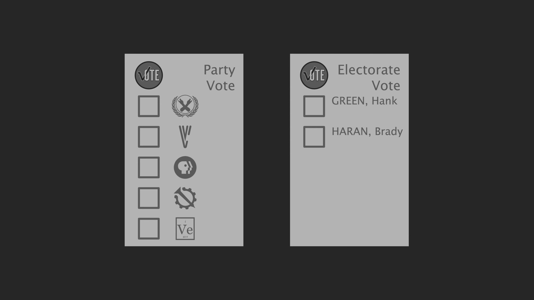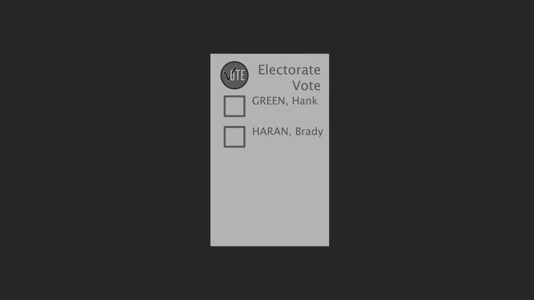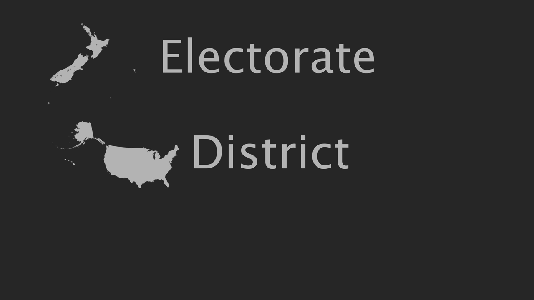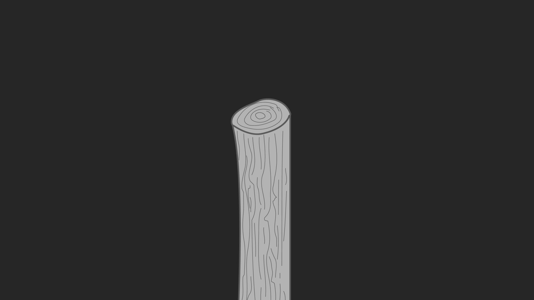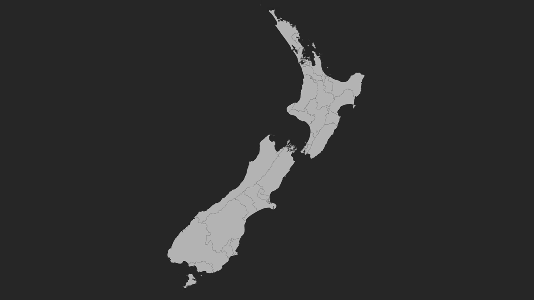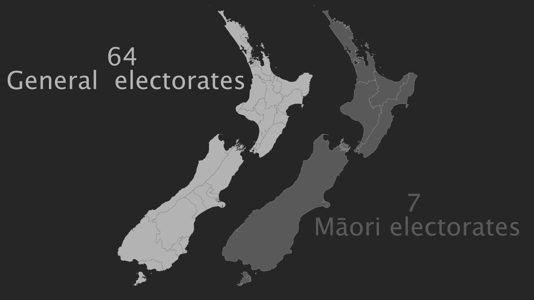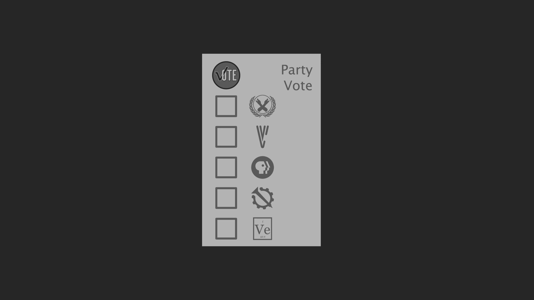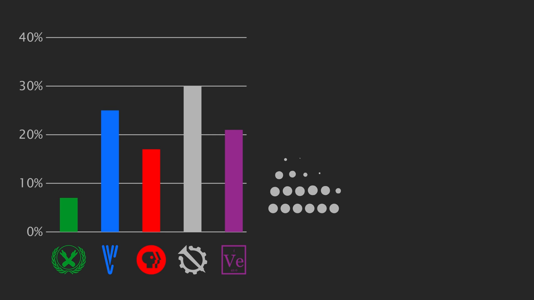Voters cast two votes. With their electorate vote, Kiwis vote for a person, usually a member of a party, to represent their electorate, the New Zealand equivalent of the American district or UK constituency. Under a first-past-the-post voting system, the nation is divided into 71 electorates, and currently 7 of these are special Māori seats, in which only people of Māori descent are eligible to register. With their party vote, Kiwis vote for a political party. This vote determines the proportional makeup of parliament.